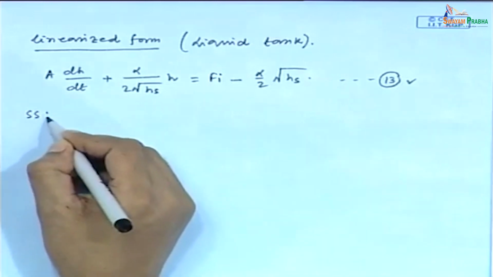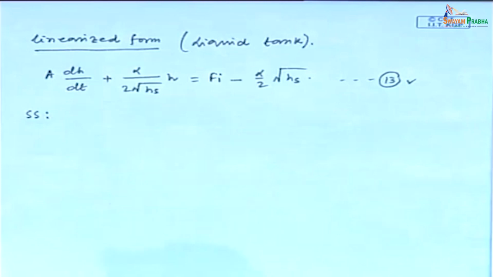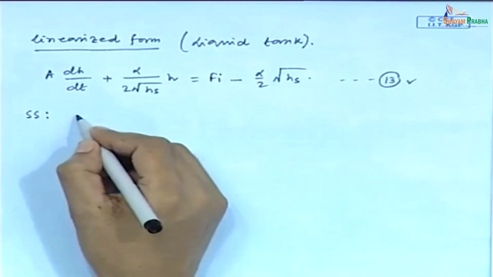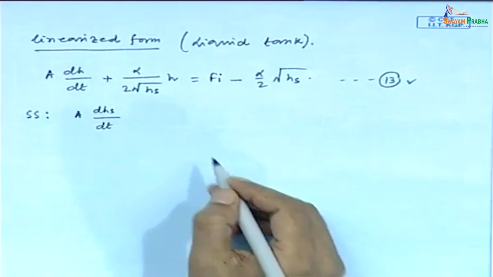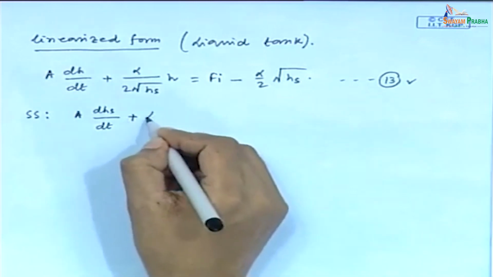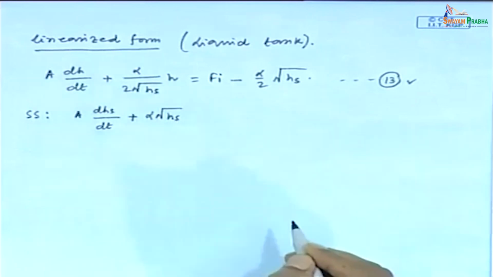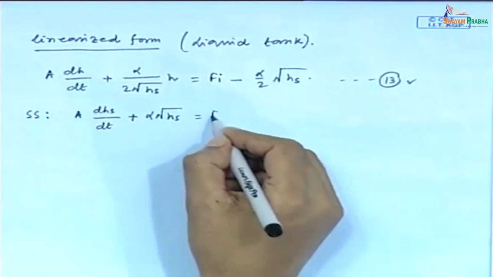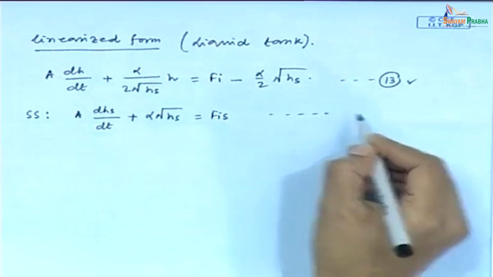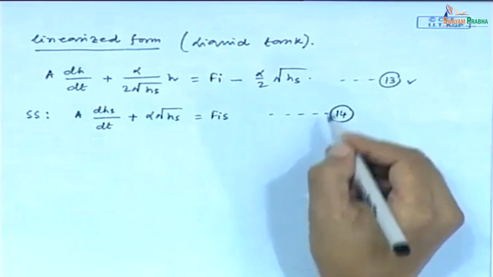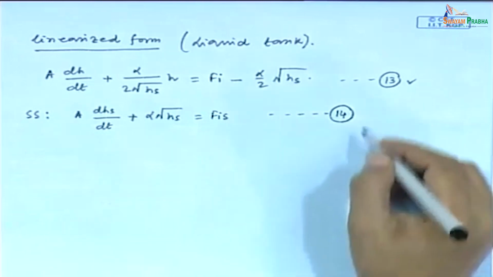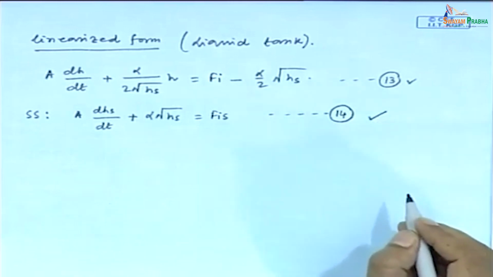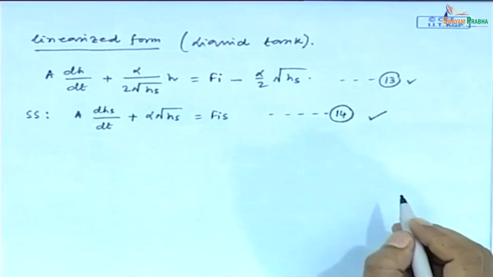Fine. So for the liquid tank system, this is the linearized form. At steady state, this equation 13 yields a dHs dt plus alpha root Hs equal to Fis. To represent the steady state, we have included suffix s with all variables. Then we get a dHs dt plus alpha root Hs equals Fis.